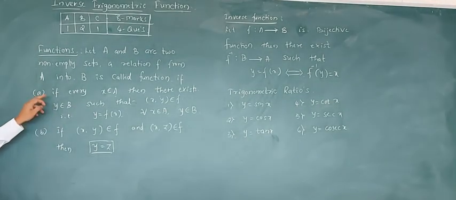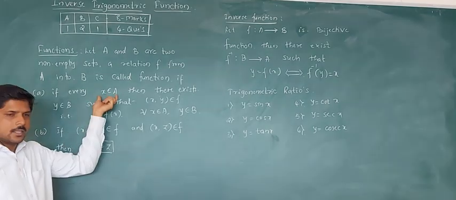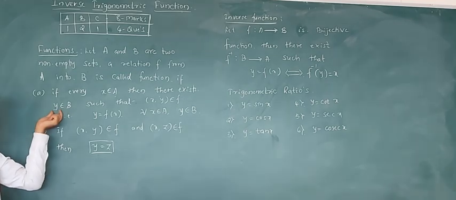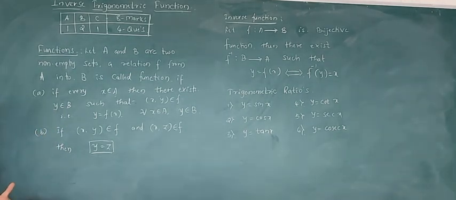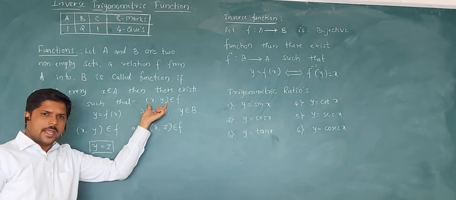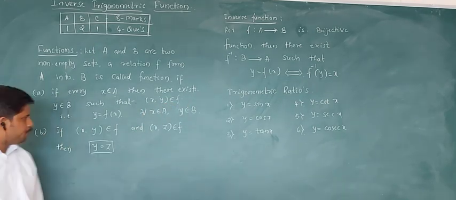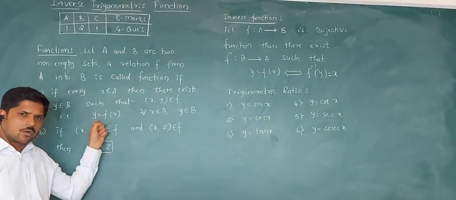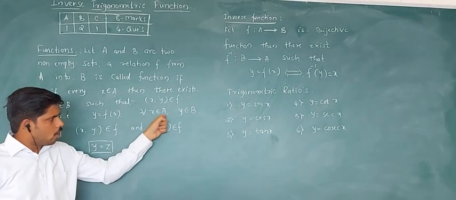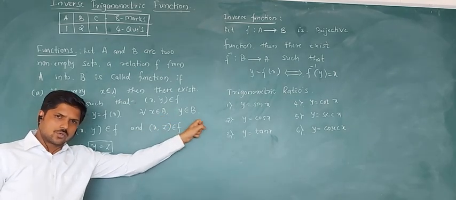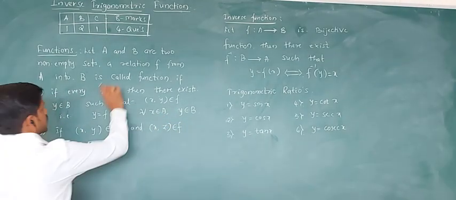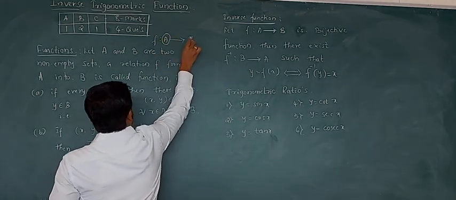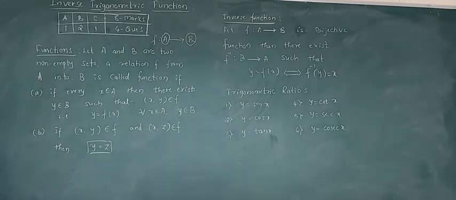If for every element x of A, there exists an element y in the codomain, that is set B, such that the ordered pair (x, y) belongs to f, that is y equal to f of x. This is the definition of a function. y equal to f of x for all x belonging to set A and y belonging to set B is a function f from A to B. Here A is the domain set and B is the codomain set.